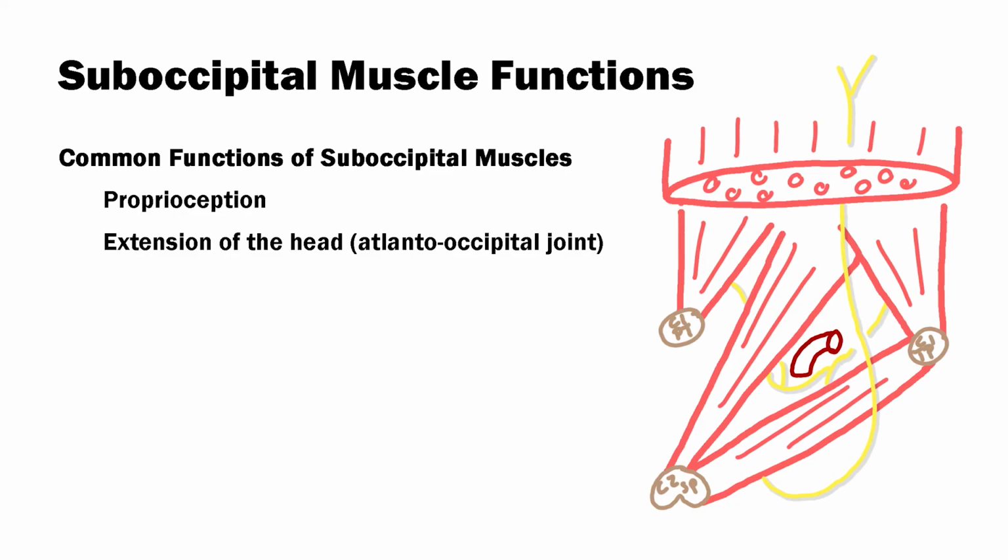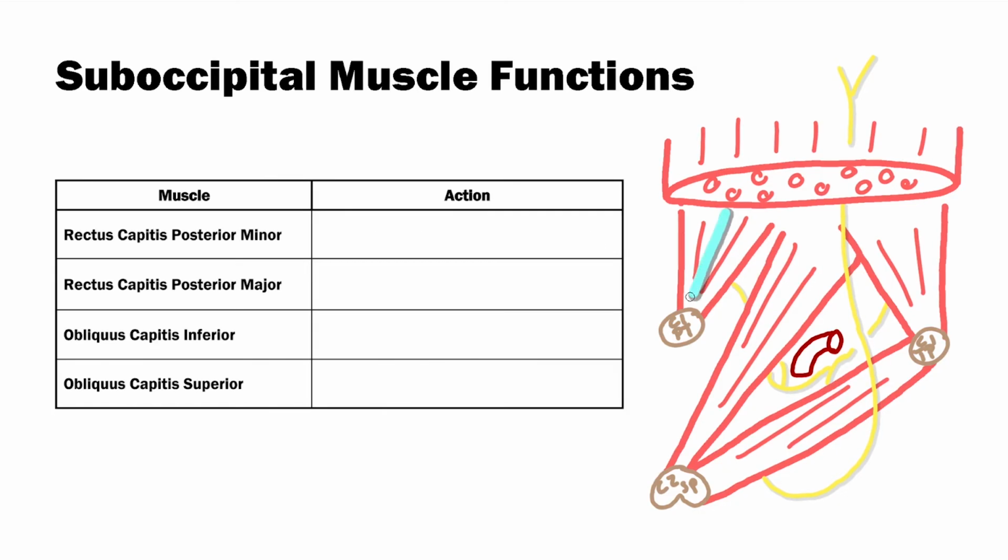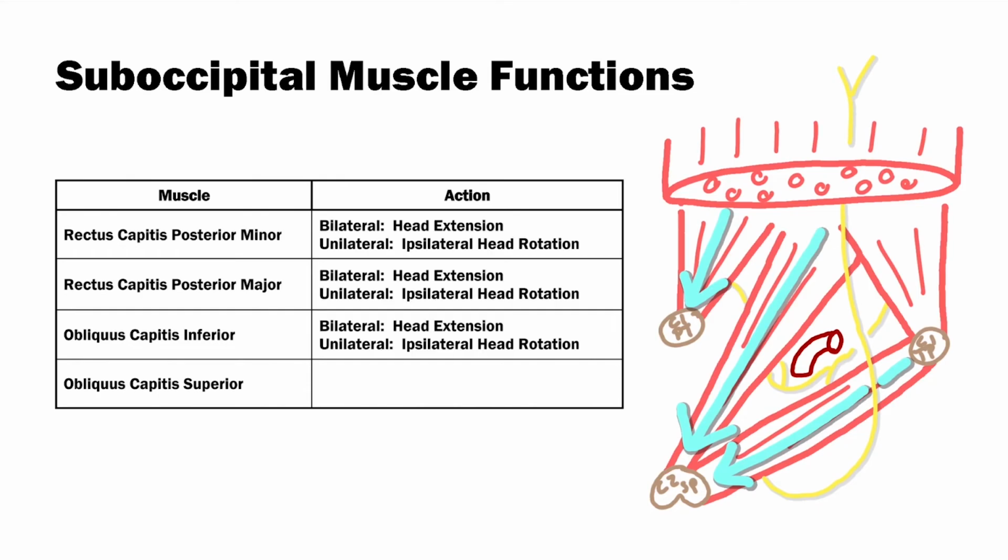All four of these muscles will also help with extension of the head, but then I'm going to add a few arrows here onto rectus capitis posterior minor, rectus capitis posterior major, and obliquus capitis inferior. You can see those three muscles have a similar fiber orientation, so those are also going to perform ipsilateral rotation of the head. And then the fiber orientation of obliquus capitis superior is perpendicular to the other three, and so that is going to perform contralateral rotation of the head.